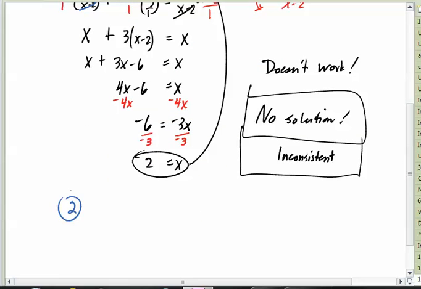And we have 1 over y minus 2, minus 1 over y plus 2, is equal to 4 over y squared minus 4.